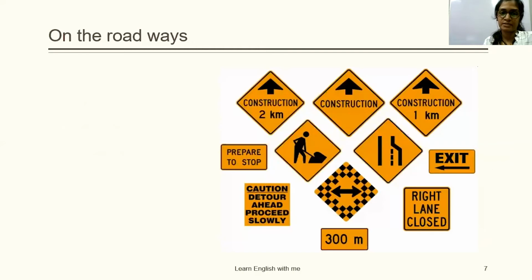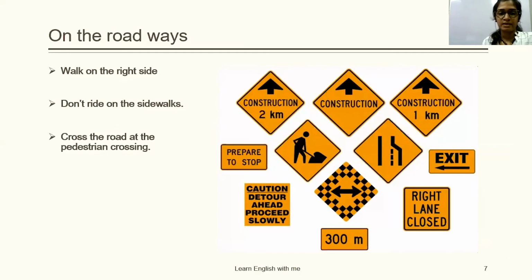And another set of examples we are going to see are based on roadways, right? There are imperatives for instructions that can be seen at roadways. Walk on the right side. For the pedestrians, we can give an instruction like walk on the right side. Don't ride on the sidewalks. For the riders, we might say don't ride on the sidewalks. Cross the road at the pedestrian crossing. Respect the traffic rules. So all these statements are imperatives and we are using them as instructions to give orders or to give commands.